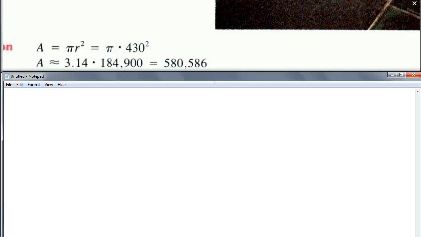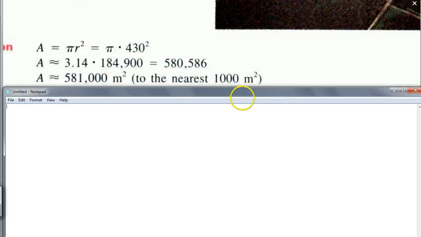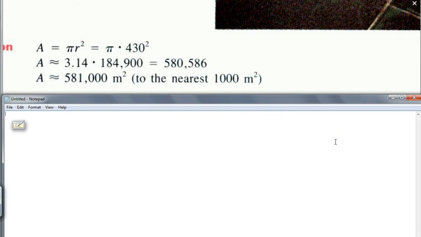Why not? How about Andrew? Why aren't we done? You need to put it to the nearest thousand. That's right. We haven't rounded this. What would you get if you were to round to the nearest thousands place? 581,000. That's right. And of course, in meters squared. That's the unit. Easy enough.